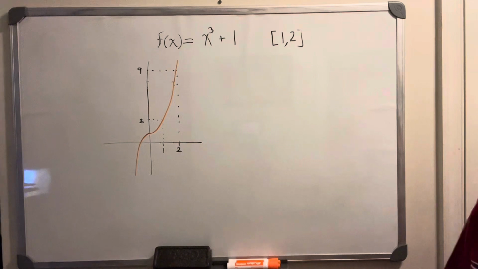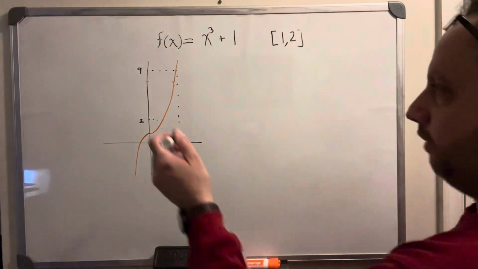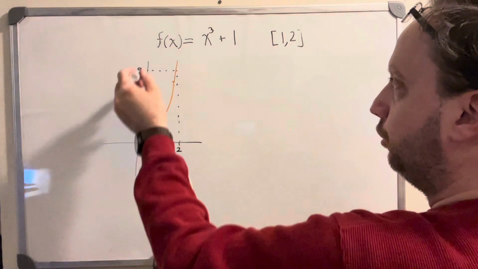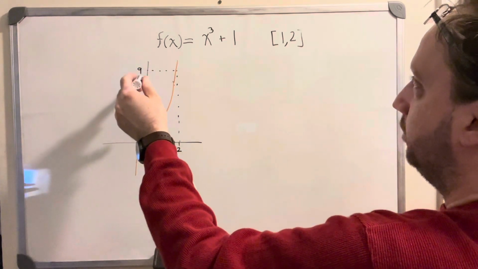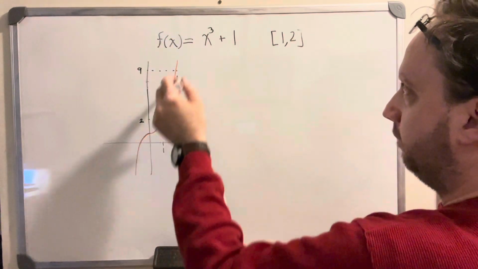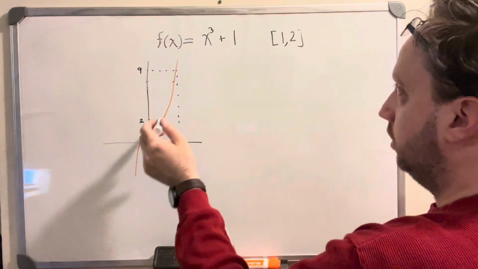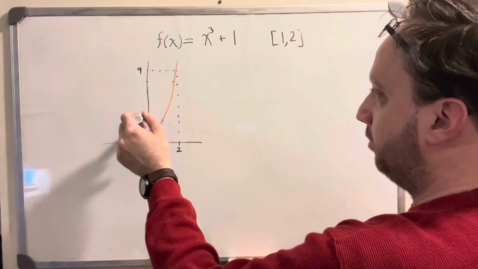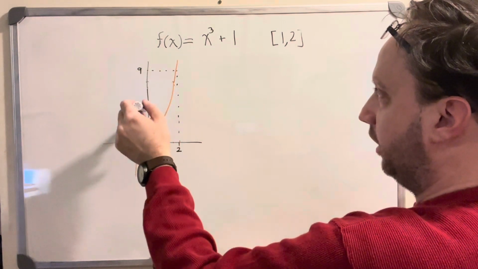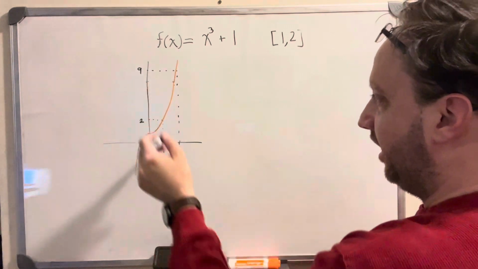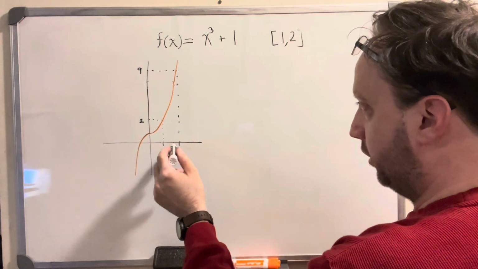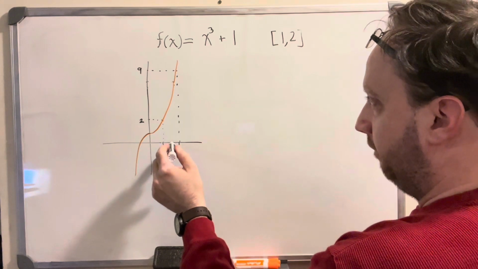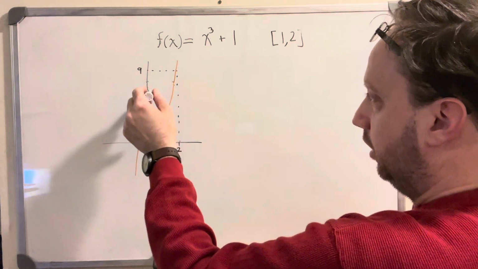So we want to show the intermediate value theorem for this function. We want to show that for every value between 2 and 9, because f of 1 is 2 and f of 2 is 9, we want to show that for every possible value between 2 and 9, there is a value on the closed interval between 1 and 2 such that f of that value is the one that we are interested in.